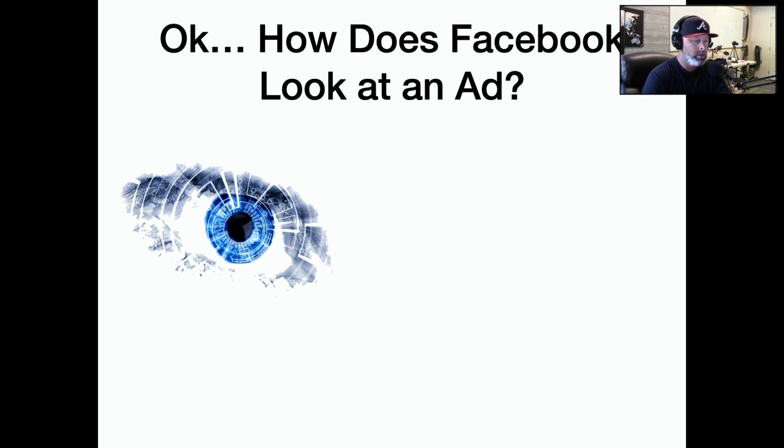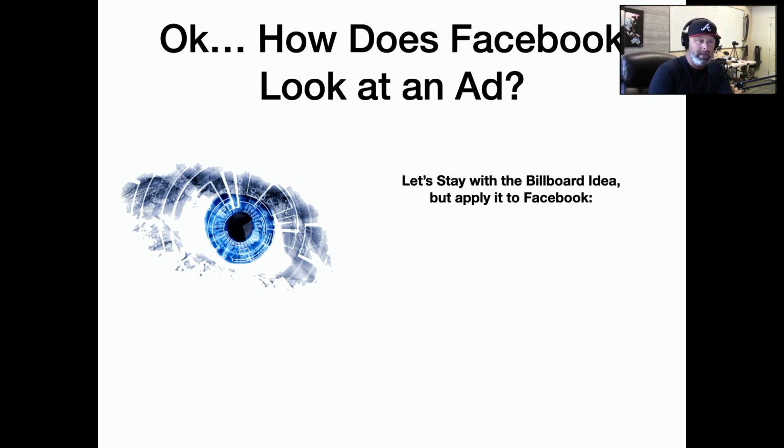How does that work? Well, when Facebook looks at anything you put in front of them, they look at it from 3 different angles. One, okay, we're going to stick with this billboard idea. One is your ad. So they're going to look at the quality of what you've placed in front of your audience. Okay. They're going to look at the image. They're going to look at the messages. They're going to compare that to who else is competing for that same audience.